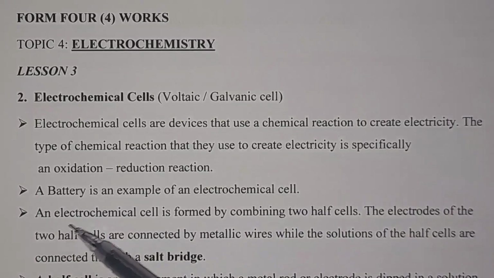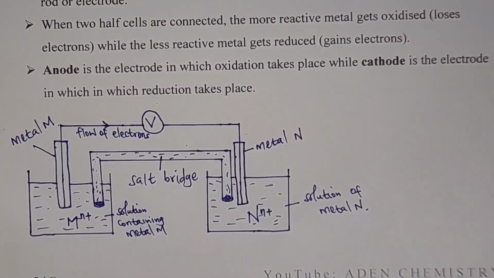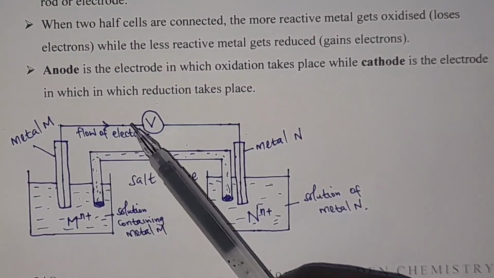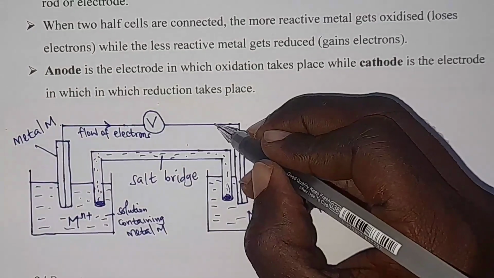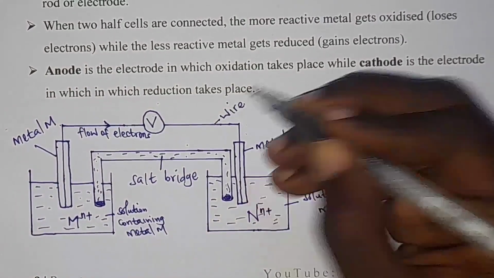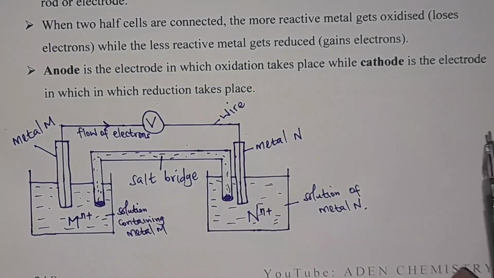Next we are told an electrochemical cell is formed by combining two half cells. The electrodes of the two half cells are connected by metallic wires, while the solutions of the half cells are connected through a salt bridge. If we check, this is the diagram for an electrochemical cell. We have the two electrodes connected through a wire. This is the metallic wire that we have. And we are told the two solutions are connected through a salt bridge, and that's the salt bridge.